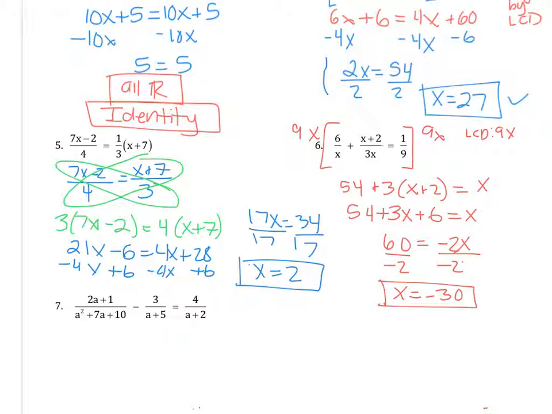Again, I want to do a mental double check and make sure that I don't get 0 in the denominator, but in this case I don't, so I'm good to go. If I plug in negative 30 here and here, neither one gives me 0 in the denominator.